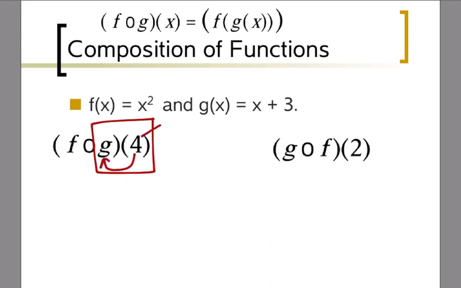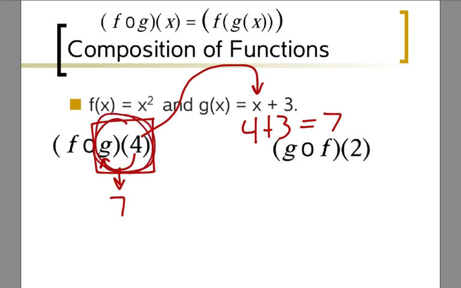So I take 4 and write it over here and plug it in for x in the g function. So it's just 4 plus 3. That's where I start. And then I find my answer is 7. So what that means is that when I plug the 4 into the g equation, I got 7. Now I'm done with that part. The g of 4 is done. That's 7. So now I take that and plug it into the f equation.